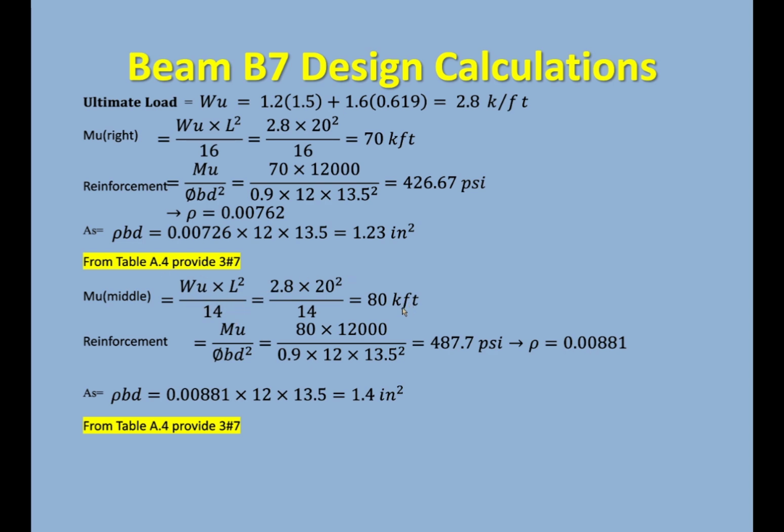And then we calculated, which was 80 kips-foot, and for the reinforcement, after you calculate the moment, you divide it by the given formula, and we got 487.7 psi, which is per square inch. And yes, we got the percentage of the reinforcement to be 0.00881, and then we multiply that again by b and d, which is width and effective depth, as we said, and it results in 1.4 square inches.